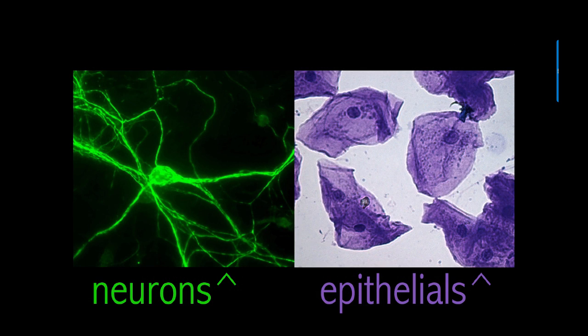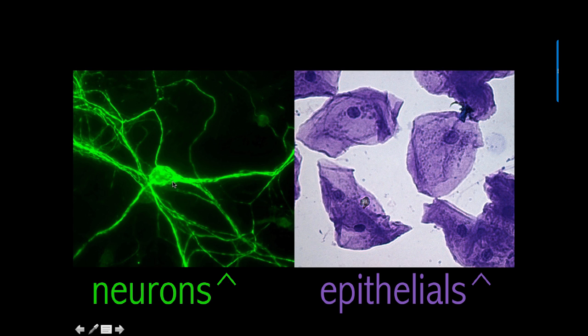So, thinking about specialization of cells, on the left here we have some neurons, and you can see they have a cell body and then long dendrites and axons. And then on the right we've got epithelial cells, which are flattened cells, the purple structures with a little tiny nuclei here.